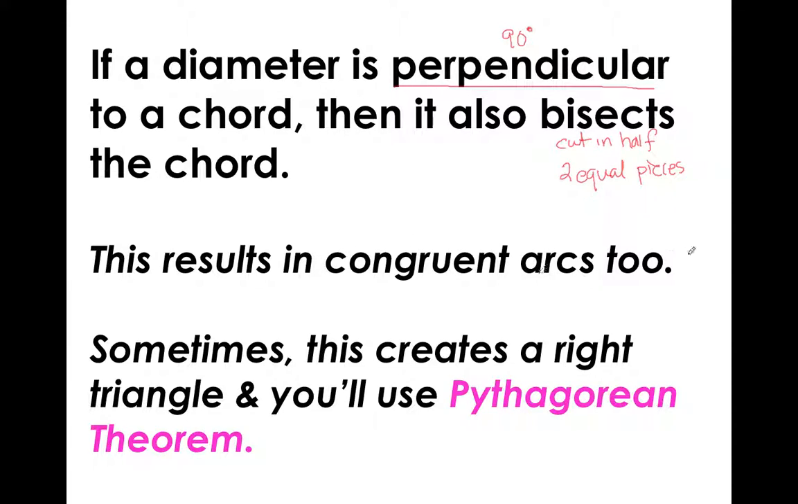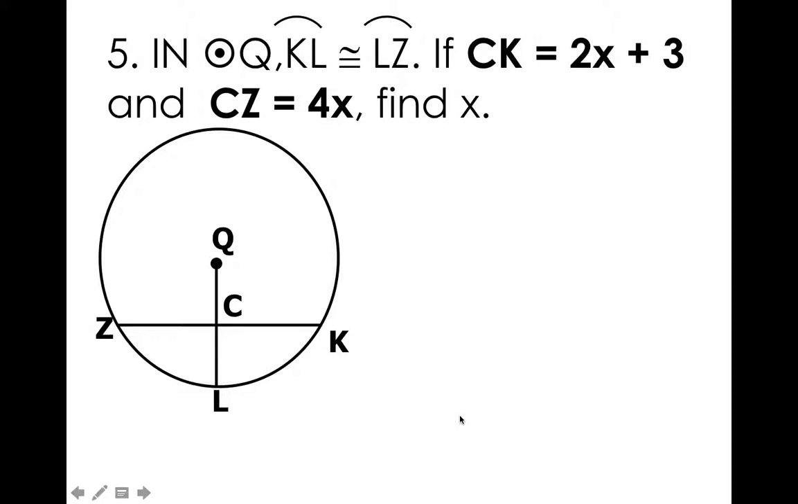This results in congruent arcs too. Well, think back to what it was saying. Now, if you have this, then you're also saying that these arcs are congruent. And what you have to make sure you understand right here, ladies and gentlemen, is that if I tell you some certain steps, then you can go in reverse order and it still proves what you want. Sometimes this creates a right triangle and you'll use the Pythagorean theorem. And remember, the Pythagorean theorem says a squared plus b squared equals c squared. So I'll give you a chance to copy down number 5 and then we'll discuss it.